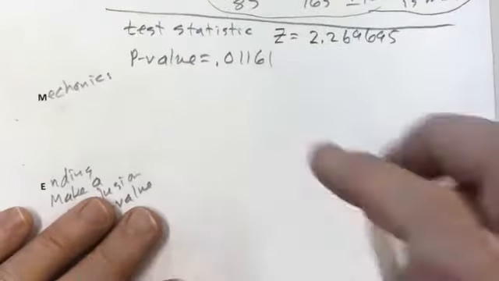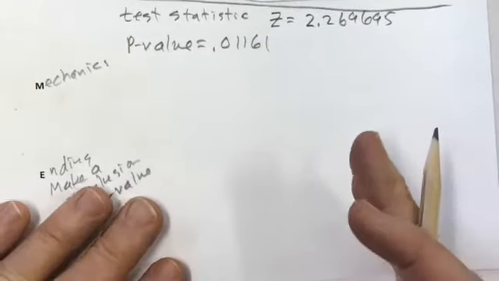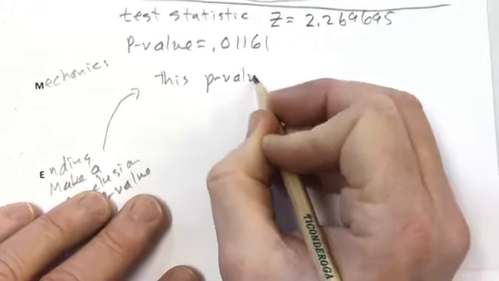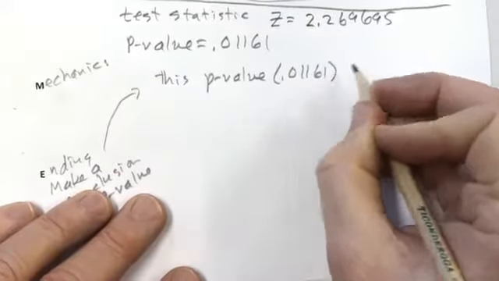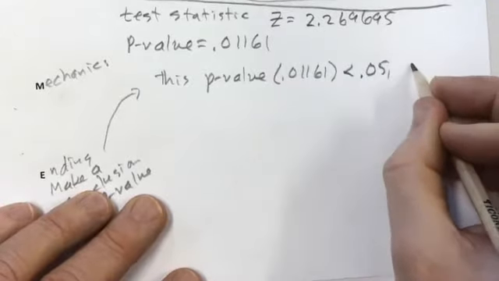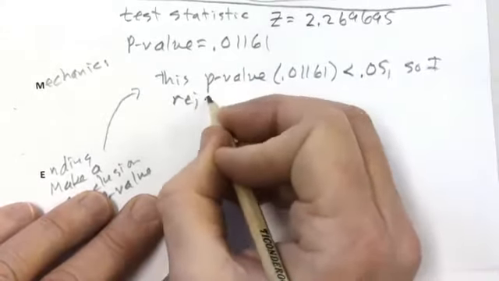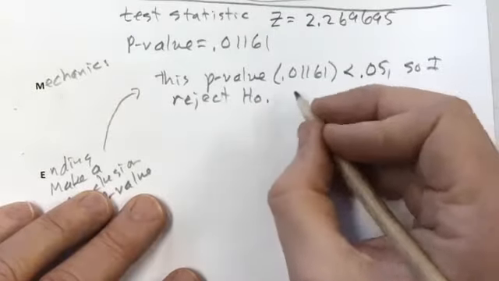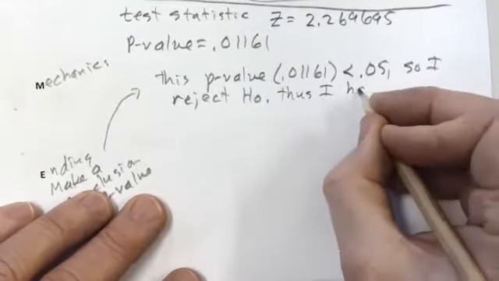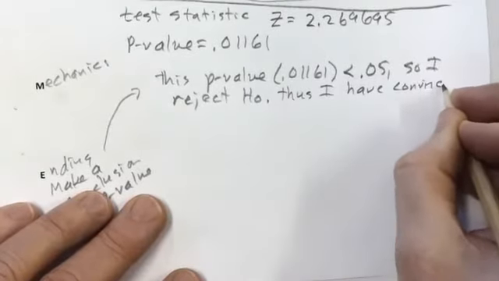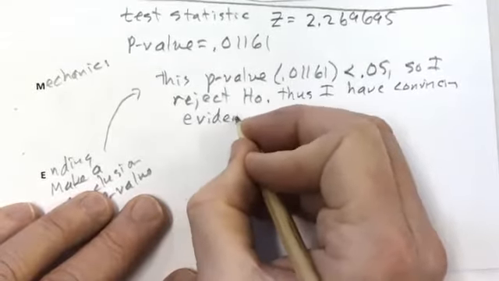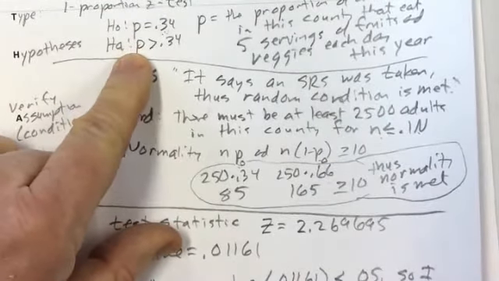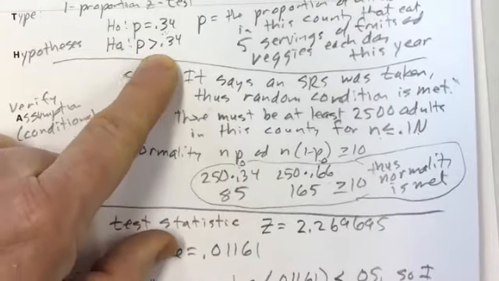Now, like for this one, let's say we pick alpha as 0.05, which is what we'll do since they don't give us one. So what we will say is this p-value, 0.01161, make sure and say what it is, is less than our alpha, 0.05, so I reject the null hypothesis, okay? The p-value is low, I reject the null, all right? And then you would say, thus, I have convincing evidence that, and then you restate the alternative. The proportion of people who eat their veggies in this county is greater than 0.34. You state it in context, okay?